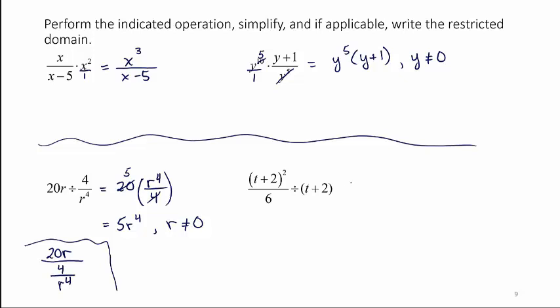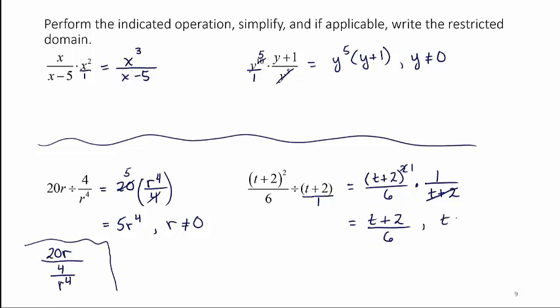Now we've got t plus 2 quantity squared over 6 divided by t plus 2. Okay, now remember that t plus 2 is over 1, right? So if we multiply by the reciprocal of the divisor, we're going to have t plus 2 quantity squared divided by 6 times 1 over t plus 2, right? Okay, so let's look at this. So t plus 2, there's one of them in the denominator and there's 2 of them up top, right? So we end up with one of the t plus 2's on the top, and on the bottom we just are left with 6, right?